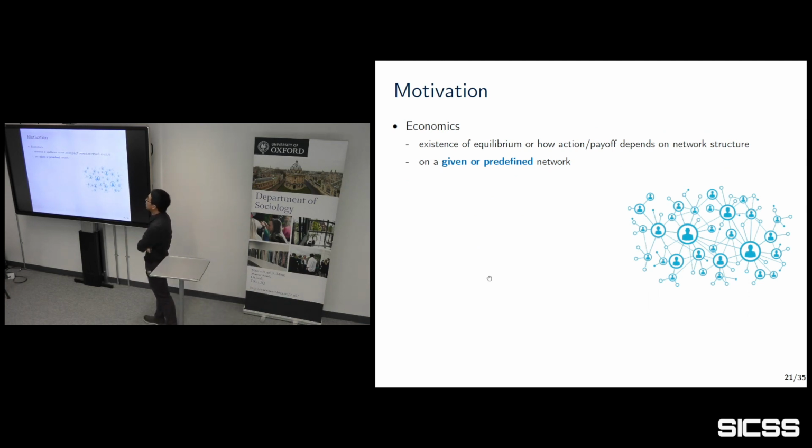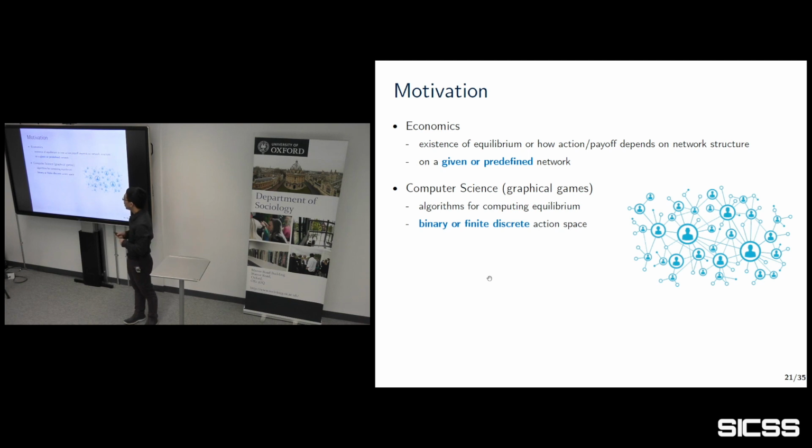There are many studies dedicated to this field, which is a subfield of economics. Economics people look at the equilibrium of games played on networks, on a given or preferred network. They're mostly interested in how action and payoff depend on the network structure. In computer science, the same idea is studied under the name of graphical games. What they are interested in is mostly to develop algorithms to compute the equilibrium in a computational sense.